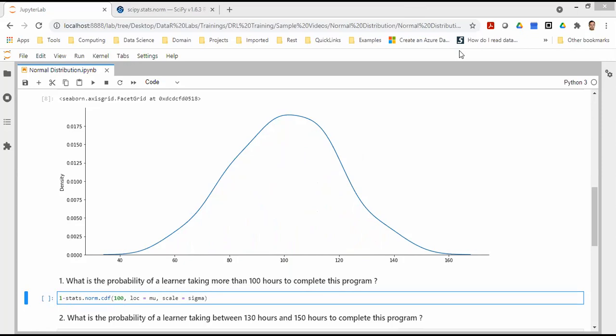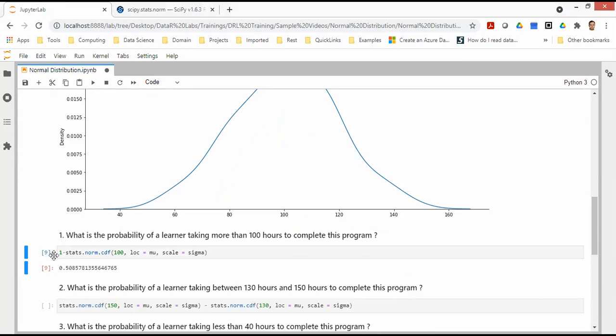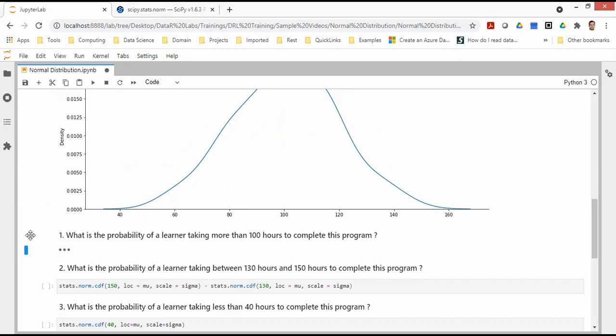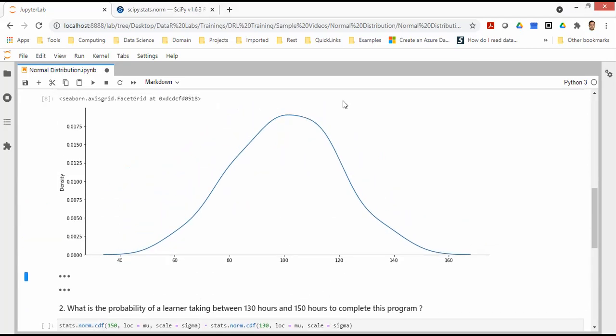Now let's see, is my answer close to 0.5? Yes, it is. Very much close to 0.5. Let's check the next problem. Now, the next problem says, what is the probability of a learner taking between 130 and 150 hours to complete this program?